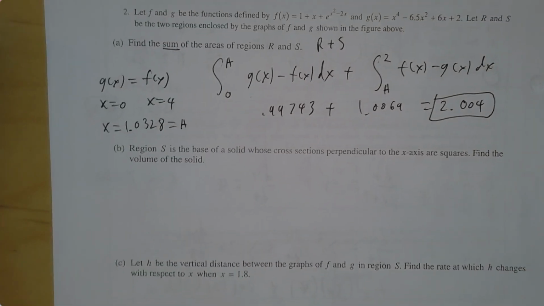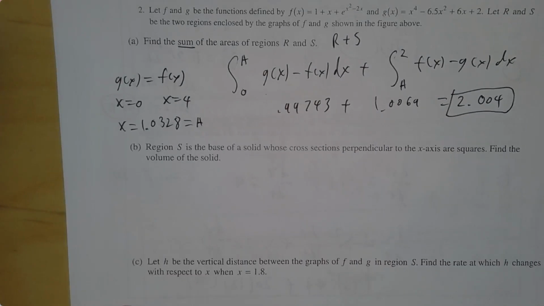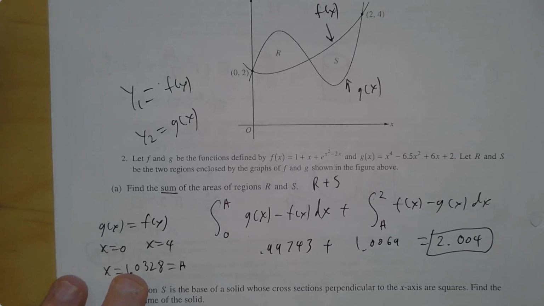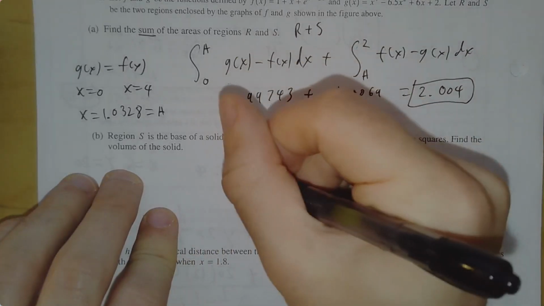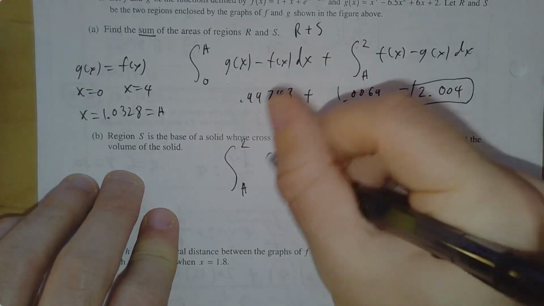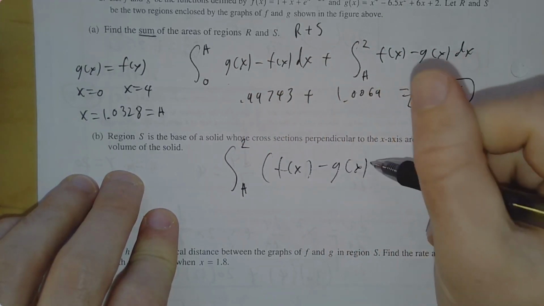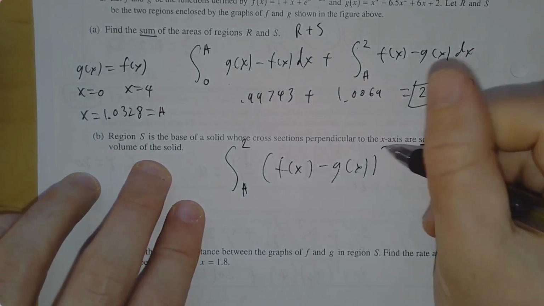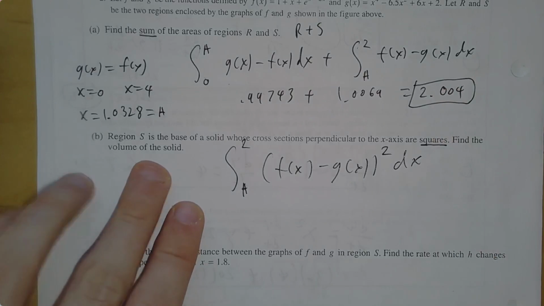Region S is the base of a solid whose cross sections perpendicular to the x-axis are squares. Find the volume of the solid. Okay, so we're only concerned about region S, which was our second integral here. So we would do the integral from a to 2 of f of x minus g of x, and since it's a square, we're just going to square it. And that's it. Easy. Look at that.